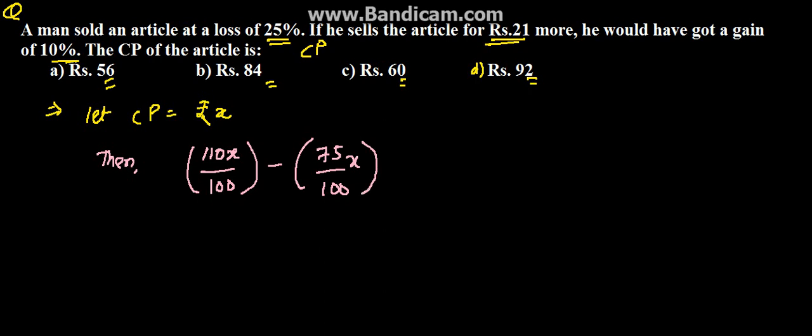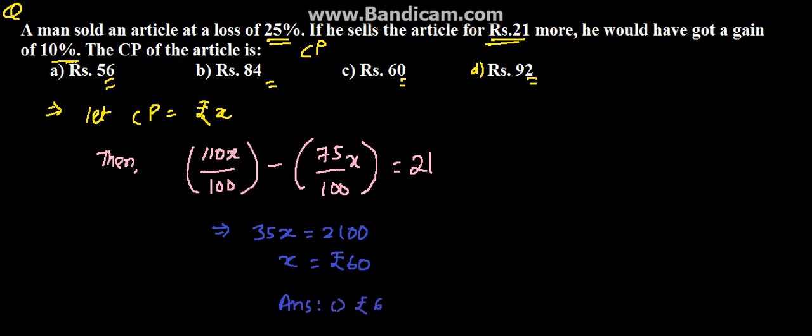And the difference between them is given in the question, that is 21 rupees. So now, solving these equations, we get 35x is equal to 2100. Therefore x is equal to rupees 60. So the answer is option C, that is cost price is rupees 60.